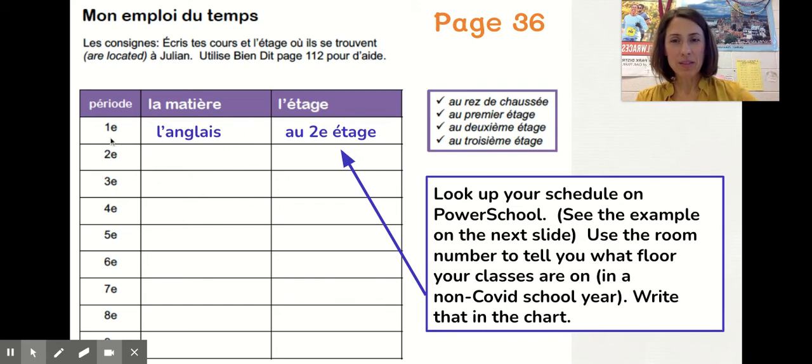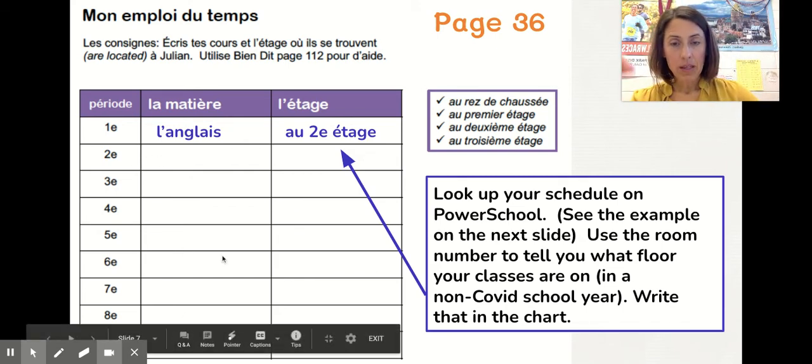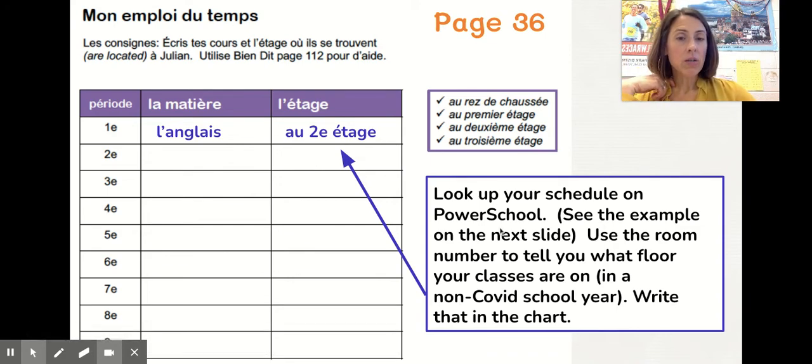So your first step is just going to be to complete ton emploi du temps, your schedule. La première période, par exemple, vous avez l'anglais. La deuxième période, par exemple, vous avez les maths. So, écrivez les matières. Et puis, complétez les tâches. Fill in the floor. What you need to do is look up your schedule on PowerSchool, and you're thinking, but wait a minute, my classes, I don't know where they are, but you can see that in PowerSchool. They were assigned at the start of the year as though we were going to have a normal school year. And so just use those course numbers, pretending it was a non-pandemic year.